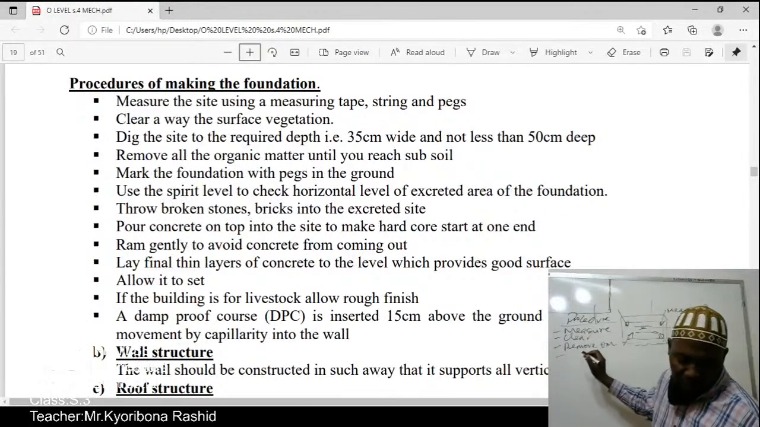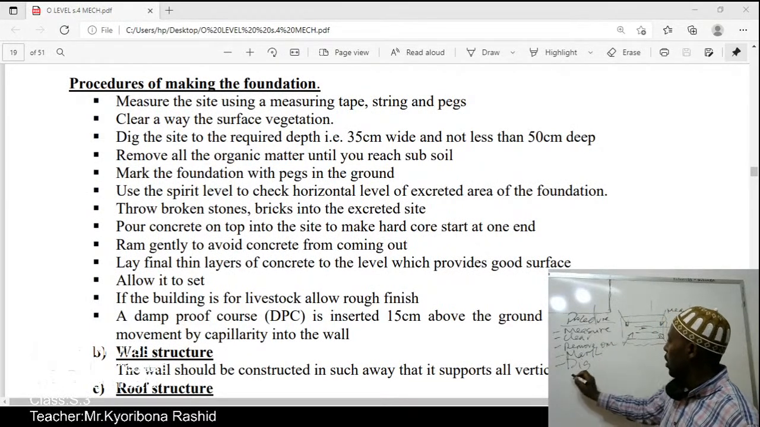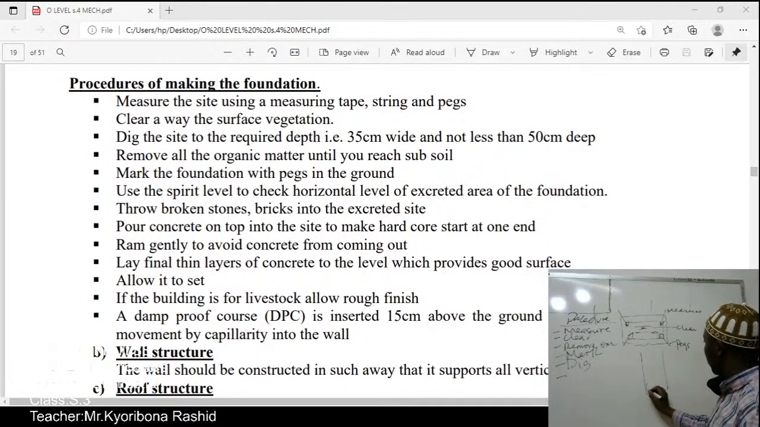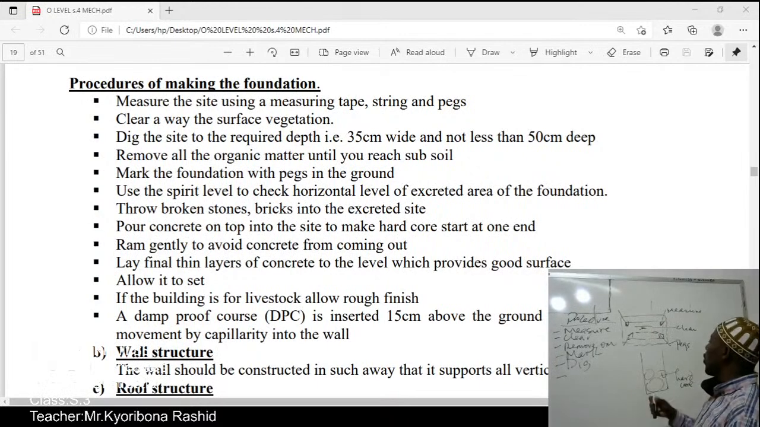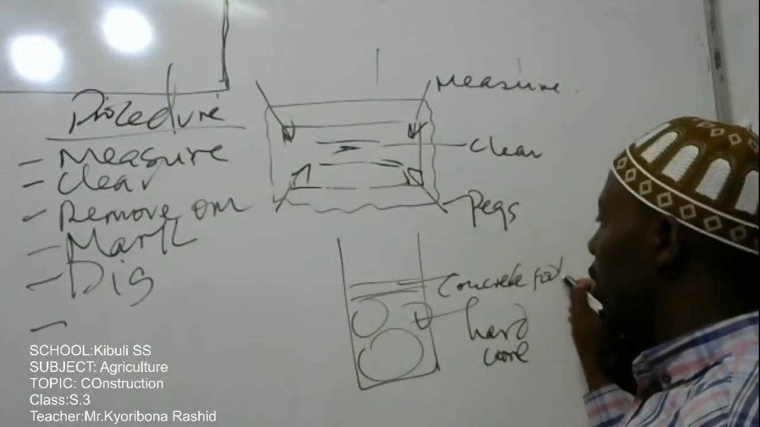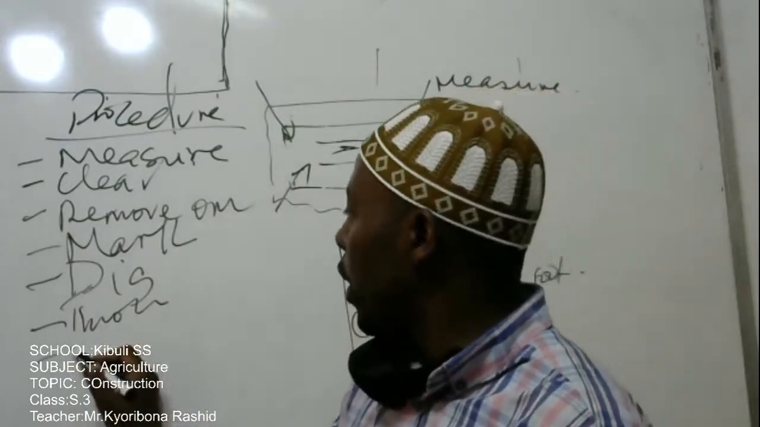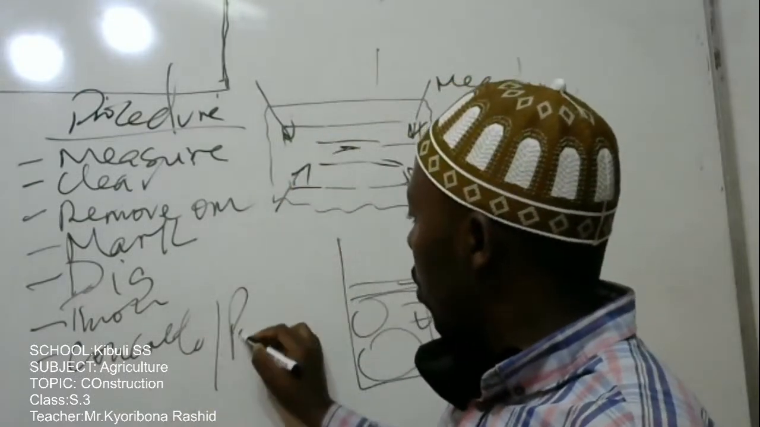Okay, then we mark the foundation, then we dig to remove the soil. After we have removed the soil from this pit, remember I said we throw in the hardcore. After throwing the hardcore, from there is where we add a layer of concrete. We say concrete footing. So now we throw hardcore, now we lay or pour concrete.